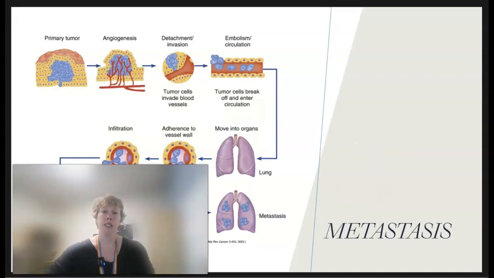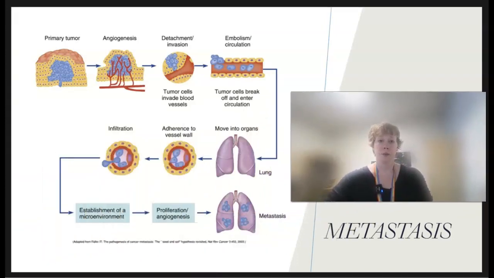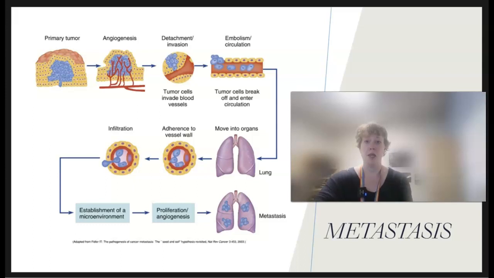All right, metastasis. Metastasis is when the cancer spreads to other areas of the body. And so this is the process that it goes through. It starts as the primary tumor here. And the best way for a tumor to survive is if it gets its own blood source. So it gets its own blood supply to the tumor. It's critical for its growth and survival.